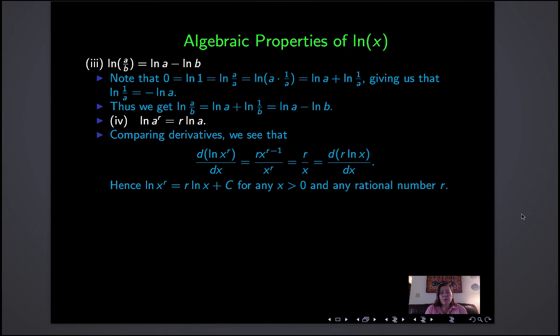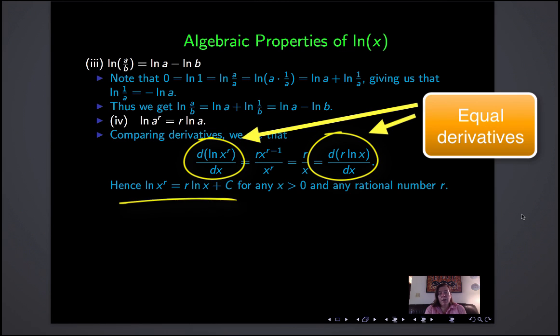So starting with the derivative of the natural log of x to the r, this is equal to 1 over x to the r times the derivative of x to the r by the chain rule, which is r times x to the r minus 1 over x to the r, and after cancellation, that's r over x. And note that that's also equal to the derivative of r times the natural log of x.